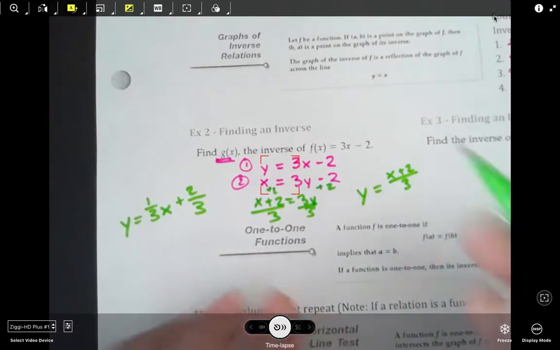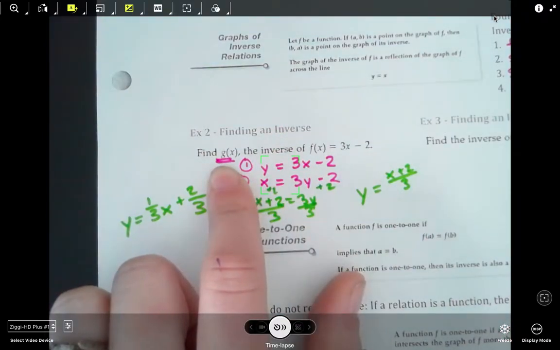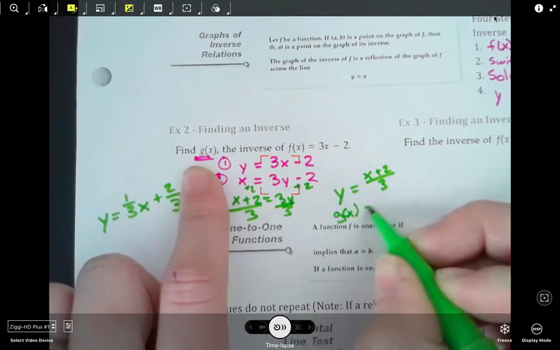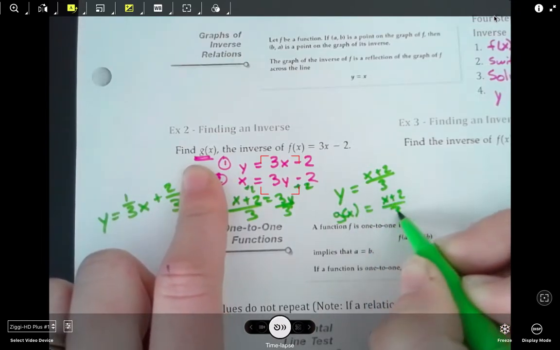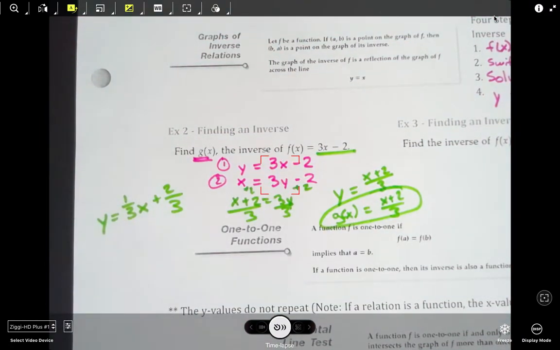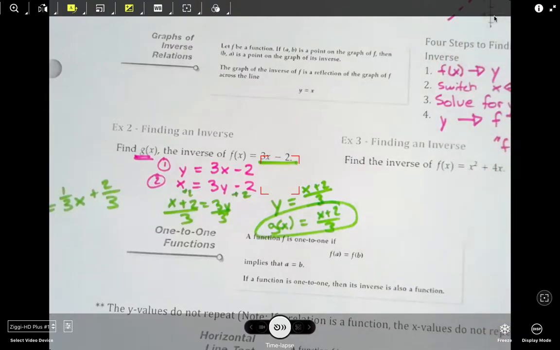Okay? And then you switch that back to f inverse of x, or they're wanting us to call it g of x, not f inverse of x. So we call it g of x equals x plus 2 over 3, and that's the answer. It is the inverse of 3x minus 2. If I would graph those two linear functions, they would be reflections of each other across the line y equals x. Okay? Good?